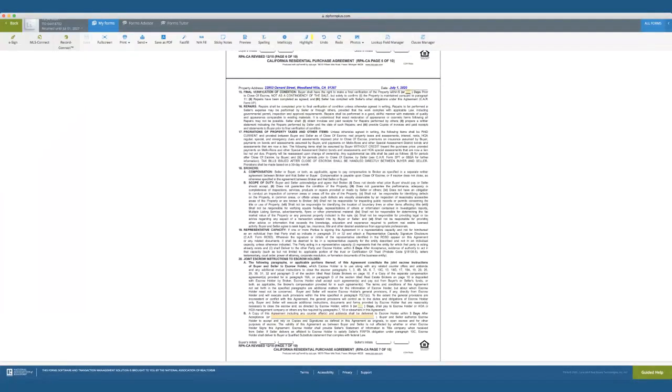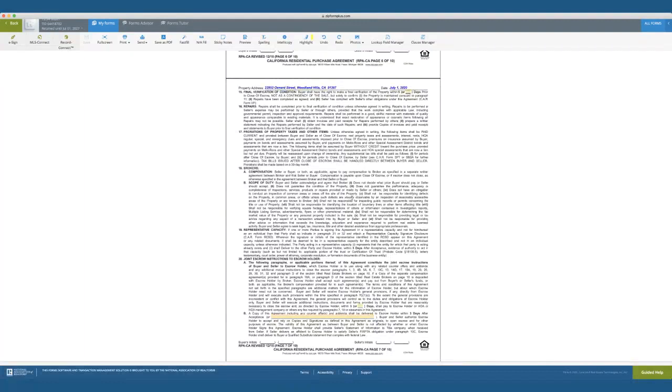Brokers, this talks about compensation, but I want to stress that the brokers are not a party to this contract. This contract is between the buyer and the seller. Regarding compensation, there's a separate agreement in regards to compensation, and that's through the listing agent.